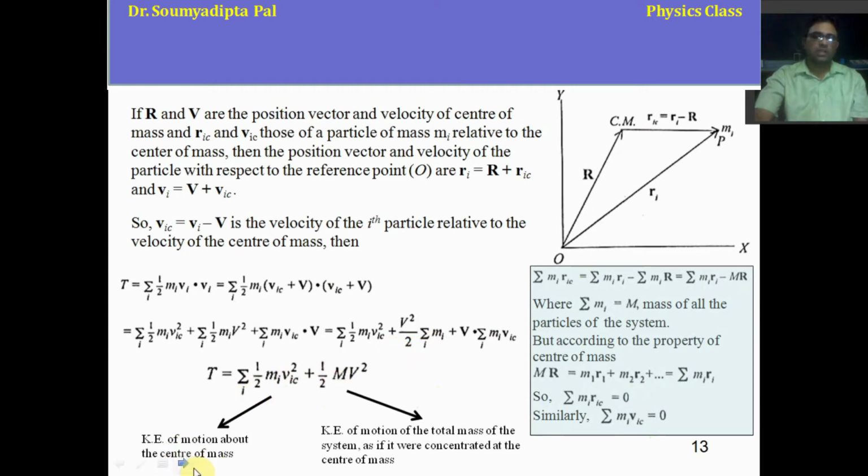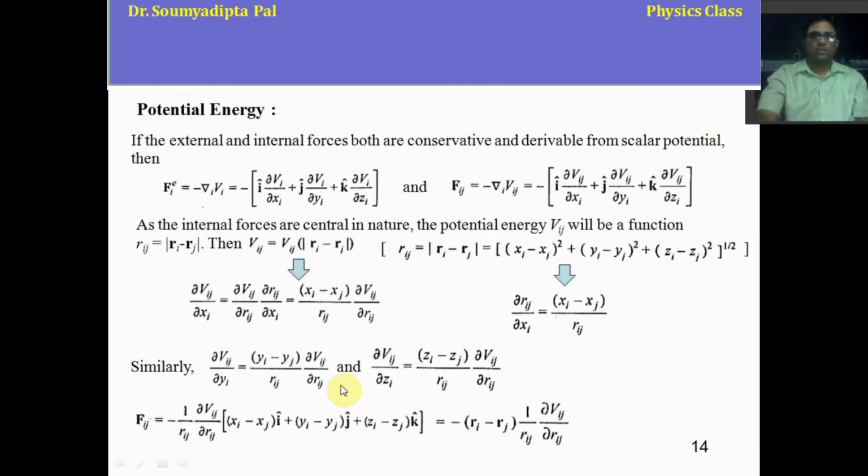So this first term is the kinetic energy of the total system about the center of mass, right? And this is the kinetic energy of the total mass of the system as if it is actually concentrated at the center of mass. Okay. So this we can call the kinetic energy of the center of mass, and this is the kinetic energy of the system with respect to the center of mass. Now let's see what is potential energy.